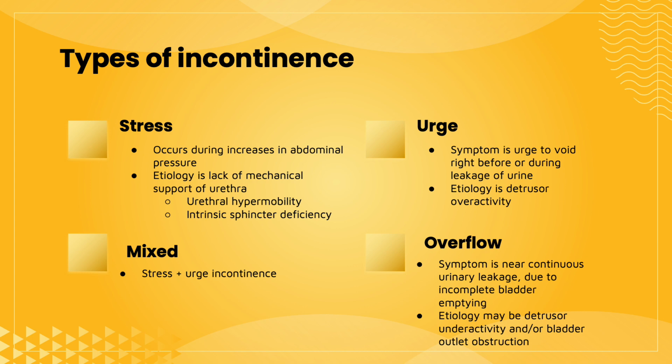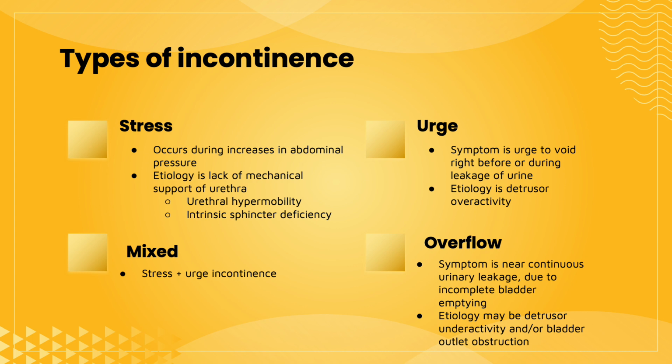Urge incontinence is defined as having an urge to void right before or during unintentional leakage of urine. It is caused by detrusor overactivity as there are involuntary bladder contractions during bladder filling. This can be caused by neurologic disorders, bladder abnormalities, altered bladder microbiome, or may be idiopathic. Mixed incontinence is a mixture of stress and urge incontinence.